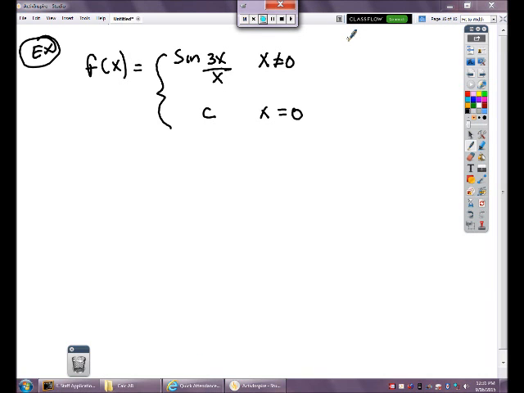Similar setup for this problem. f of x equals two parts: sine 3x over x, everywhere except x cannot equal 0. If you plugged in a 0, you'd have a dividing by 0 error. And then for c, we use the value of c when x equals 0. So I want to find the value of c in this one.